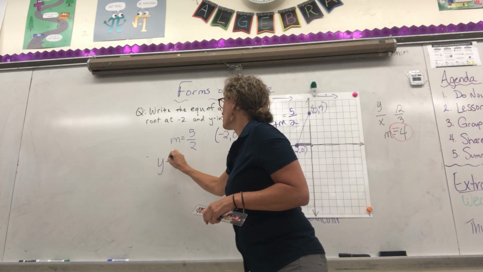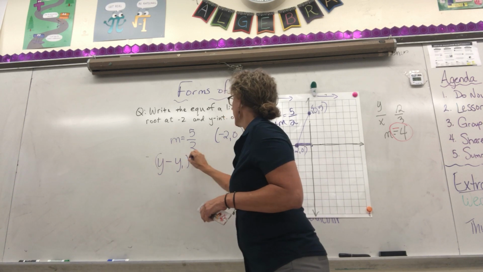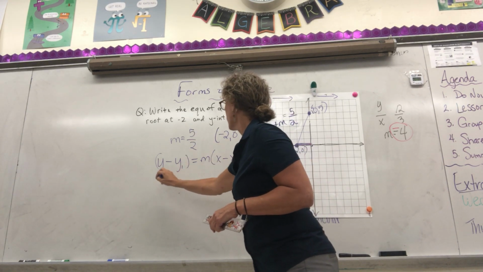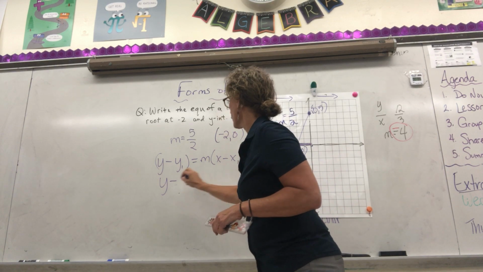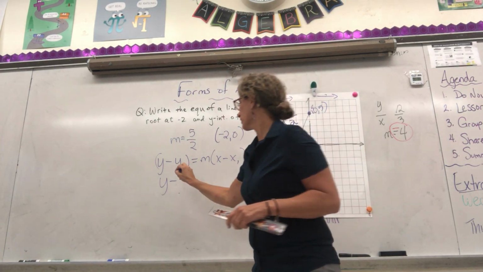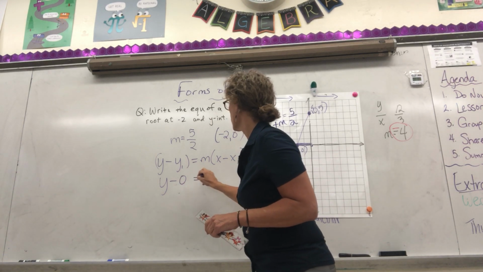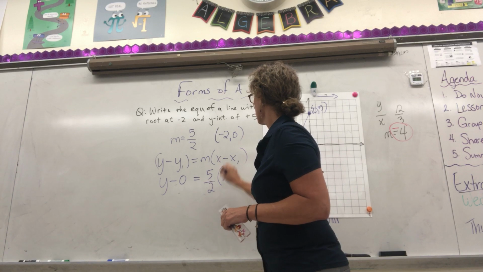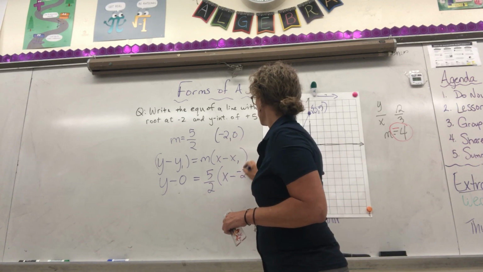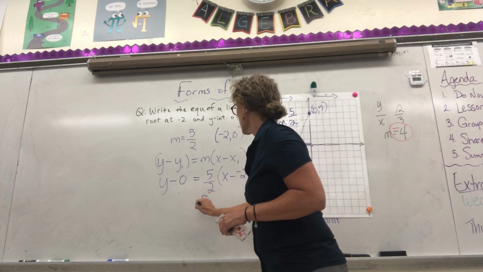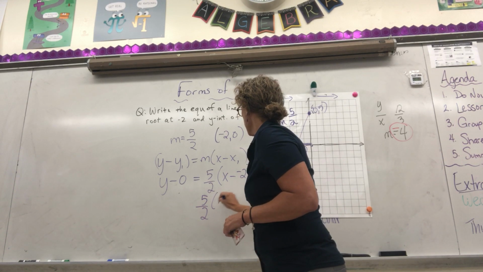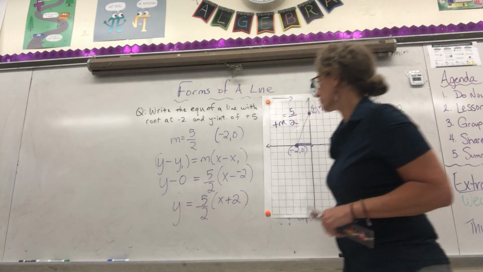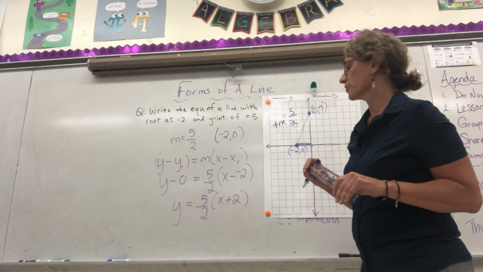So again, y minus y sub 1 equals m times x minus x sub 1. We're going to plug in the y value of 0. Well, a y value of 0 is just going to be a y on the other side of the equation. And the m is 5/2 times x minus -2, and that, just as we expected, is going to turn into x plus 2. So y equals 5/2 x plus 2.